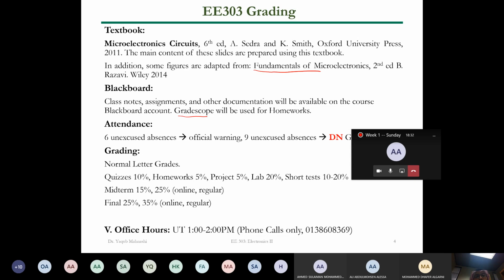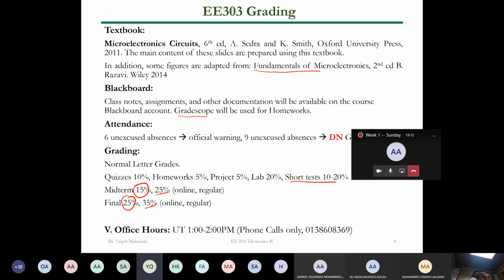But if we continue online for the rest of the semester, what we'll do, we'll have a 15% for the midterm, 25% for the final, and then we'll have also some short tests between them on Blackboard, and those are like 5 to 10% of the grades. If we switch to regular, طبعا we'll have our midterm for 25%, and we'll have our final exam of 35%. Okay. Any questions, Shabab, regarding the grading?